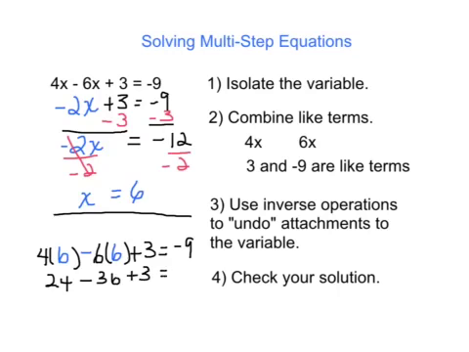Is that equal to a negative 9? 24 minus 36 gives me a negative 12, plus 3. Is that a negative 9? A negative 12 plus 3 is a negative 9, which is equal to a negative 9. My solution checks. Therefore, I know I have solved the problem correctly.